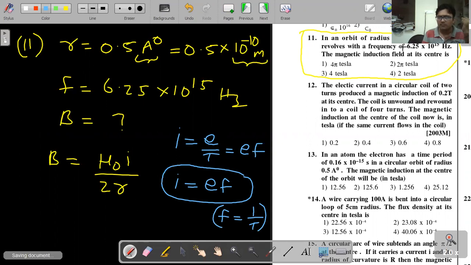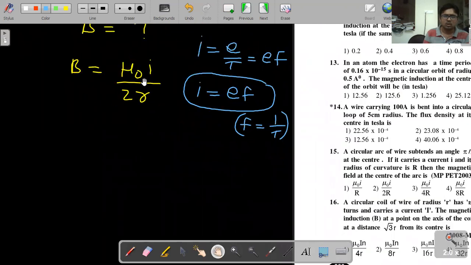See here, the electron revolves with the given frequency. Electron is revolving around that orbit, so I can write I equal to E by T, that is E into F, where F is frequency, and frequency is nothing but the reciprocal of time period. That's the reason 1 by T I wrote as F. Now my target is to substitute that value in place of I. Let me substitute. B is equal to mu naught into E into F by 2R.